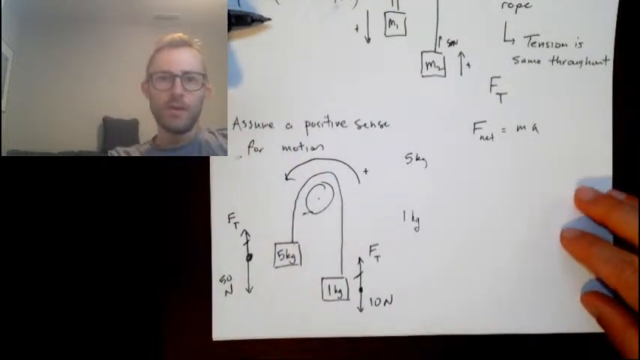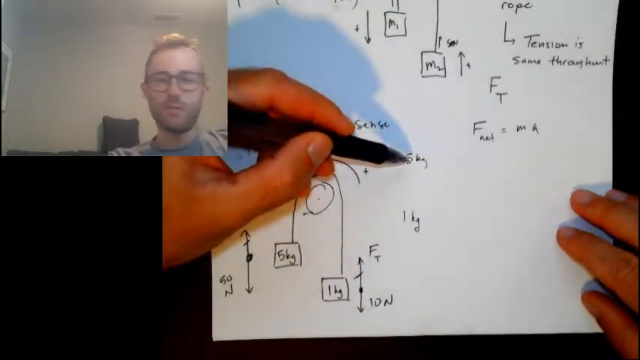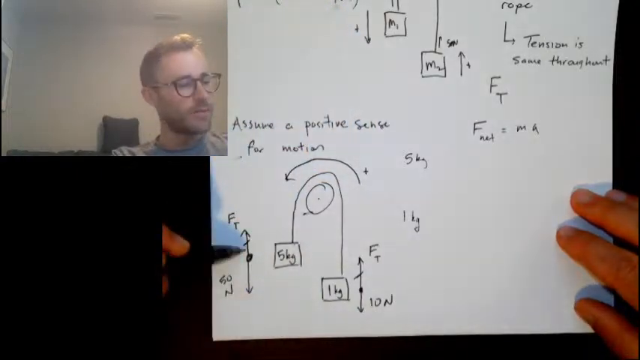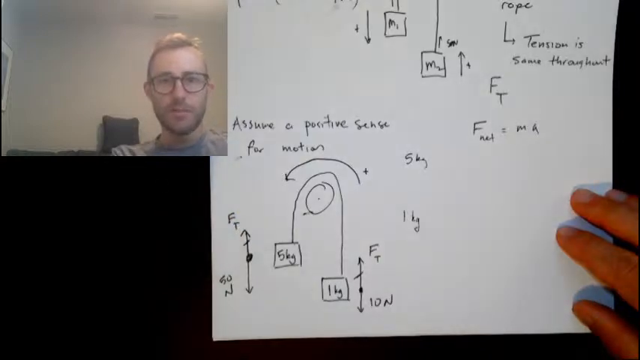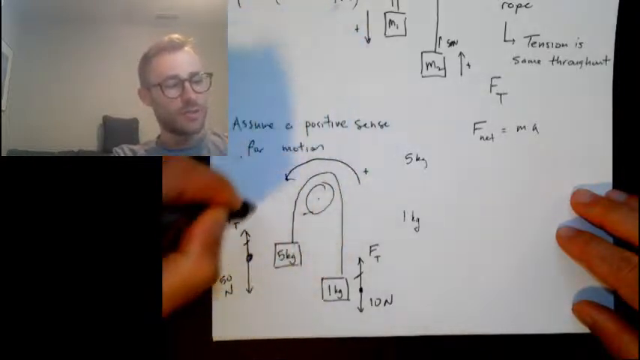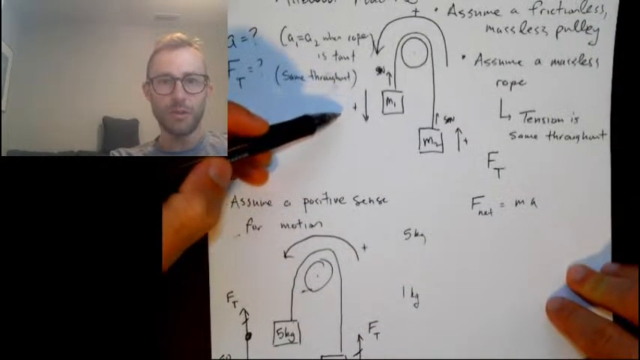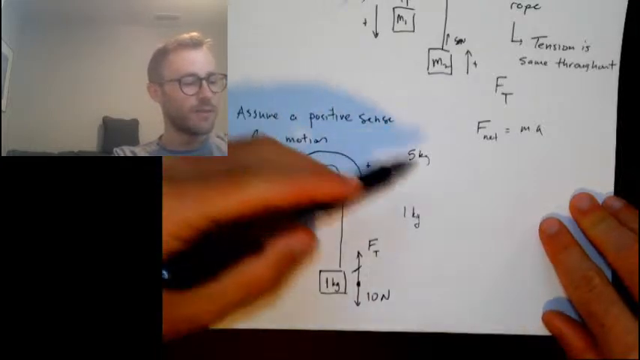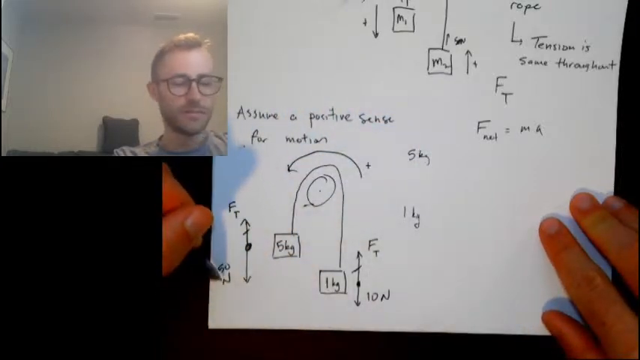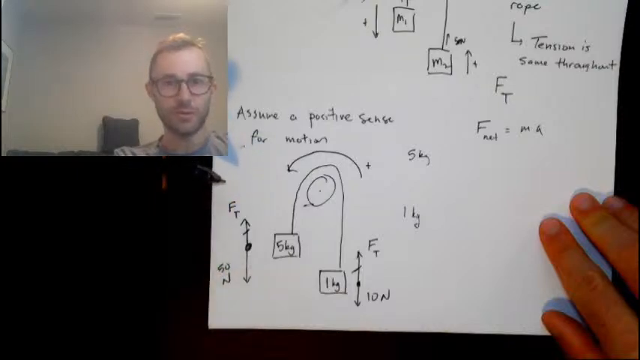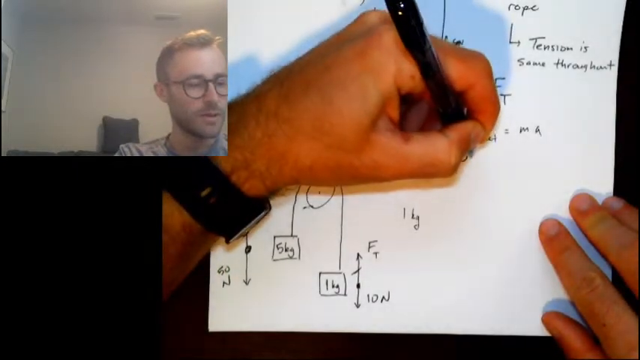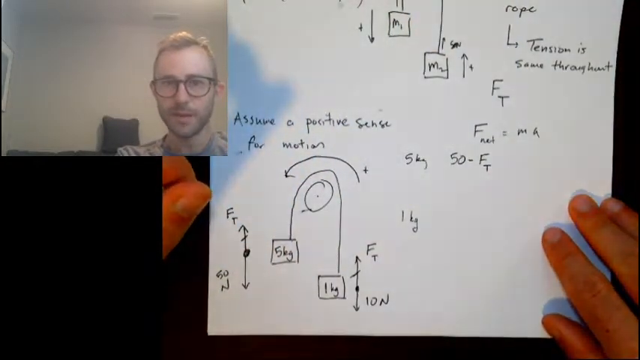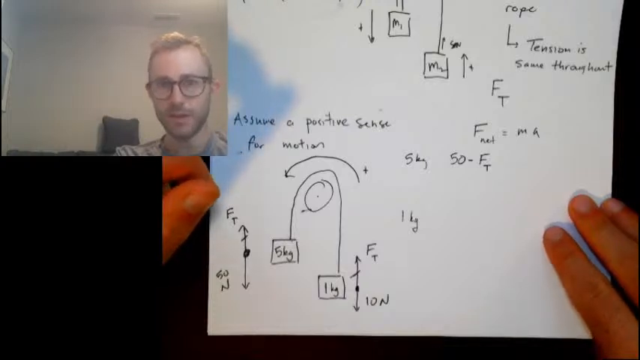All right. So doing net force equals ma for the 5 kilogram mass, we have 50 newtons going down and we have tension going up. But remember, because of the positive sense I've chosen, downward is positive for this heavier mass. So the net force is going to be downward forces minus upward forces, which is 50 minus F sub t. Okay? 50 minus F sub t.